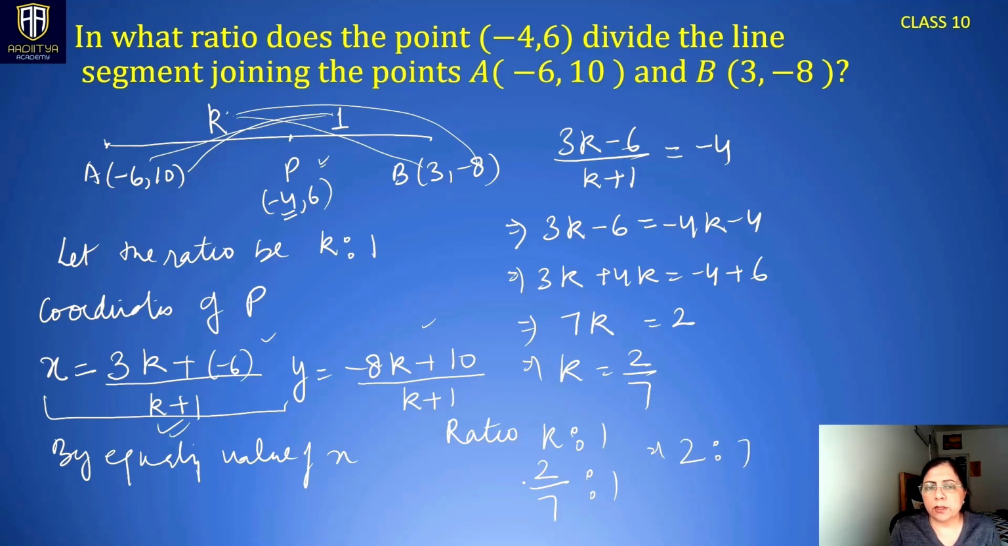So the required ratio is 2 is to 7. We simply multiply both the parts by 7, or you can say that the 7 goes to the right hand side and the ratio becomes 2 is to 7. So we have minimized our calculation by using this thing, k is to 1. The required ratio is 2 is to 7, right?